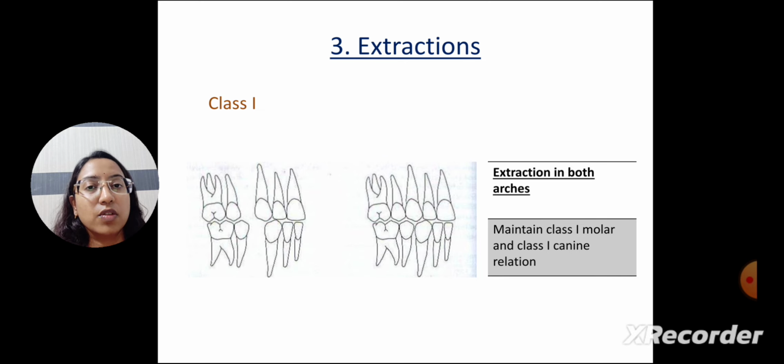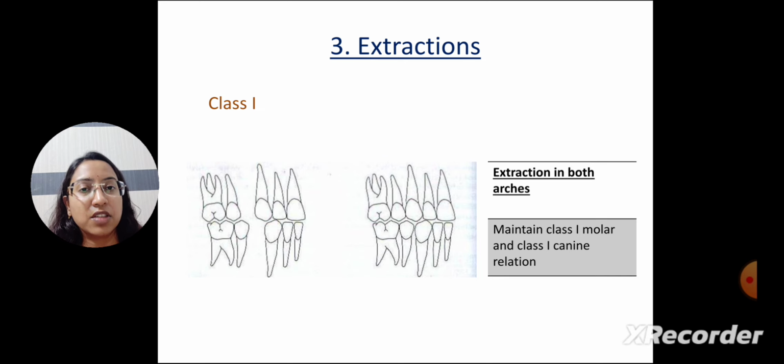So now, suppose for the space gain, we are considering extracting teeth. We need to know which tooth to extract and how many teeth to extract. Again, there is an easy guideline for this, based on what kind of malocclusion or jaw base it is. Suppose it is a class 1 malocclusion, where we already have class 1 canine and molar relationship, which we have to maintain. So in that case, we can go for symmetrical extractions of upper and lower first premolars and retract the entire anterior segment back.